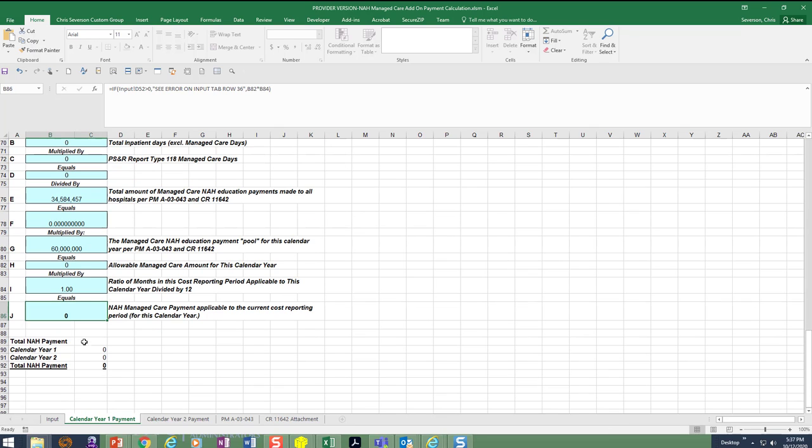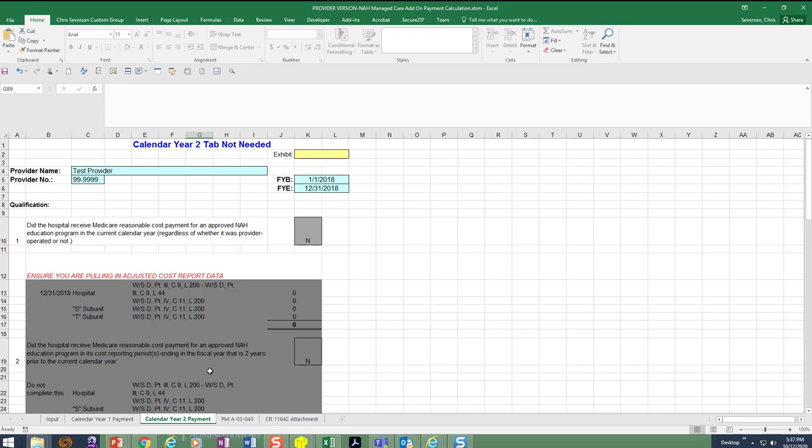And then at the end, once you enter it, it'll show you the nursing and allied health managed care payment applicable to the cost reporting period, but just for this calendar year 1. You'll see the summary of calendar year 1 and 2 down here, assuming both apply, and it'll give you a total. This total is what ultimately is reported on E Part A, line 53. If you need a calendar year 2, you'll have that separate tab.